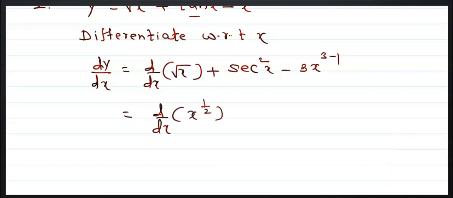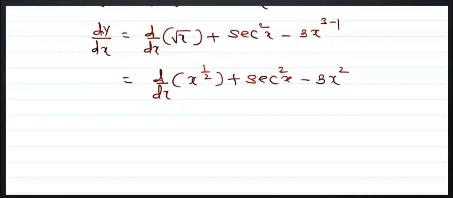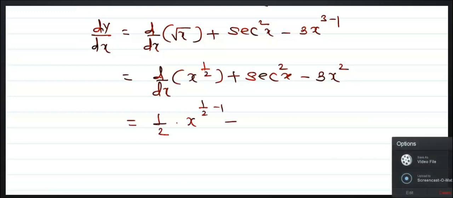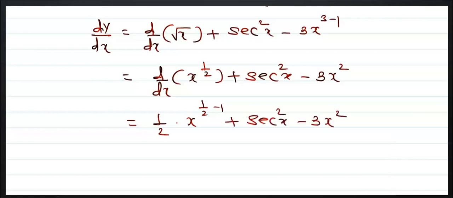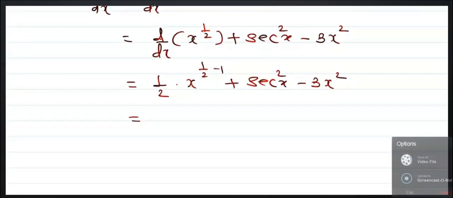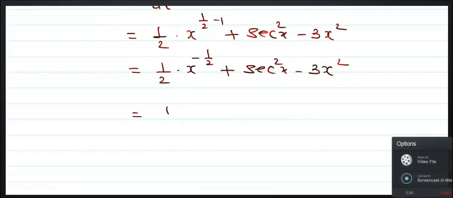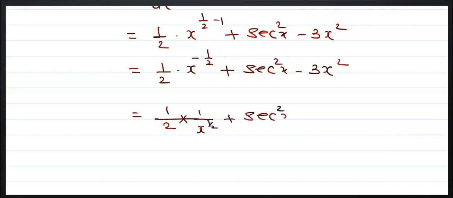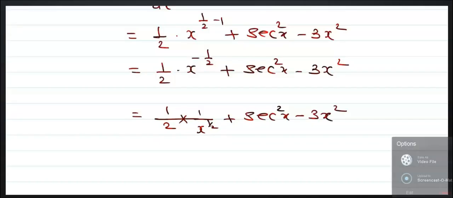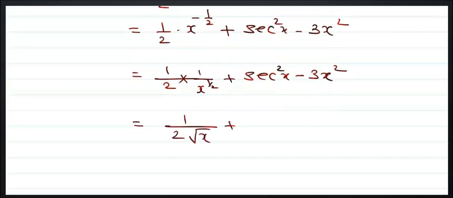Therefore, root x means x raised to 1 upon 2, sec square x minus 3x square. Therefore, 1 upon 2 x raised to 1 upon 2 minus 1 plus sec square x minus 3x square. That is 1 upon 2 x raised to minus 1 upon 2, sec square x minus 3x square, and now it is written as 1 upon 2 into 1 upon x raised to 1 upon 2, sec square x minus 3x square. That is 1 upon 2 root x plus sec square x minus 3x square.